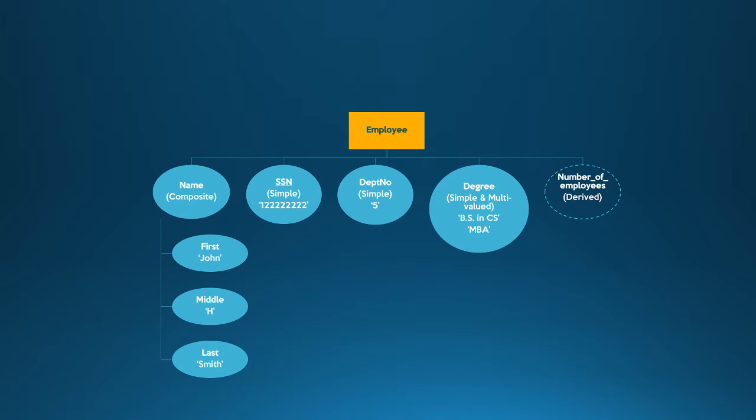And then the last one is number of employees. This is a derived attribute, and what that means is that it's derived from another attribute. So you can see what the number of employees is based on how many SSNs are there on the table in that relation.